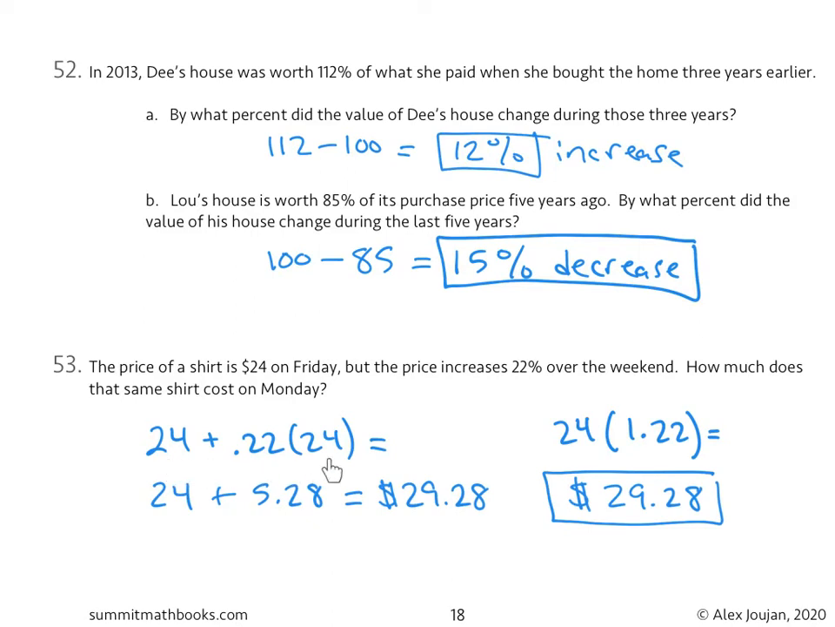If you take this approach over here, you can see that $5.28 is the amount that was added, and then the total price is $29.28. In this, you have a single value you can type into the calculator, and it immediately gets you that $29.28 amount.